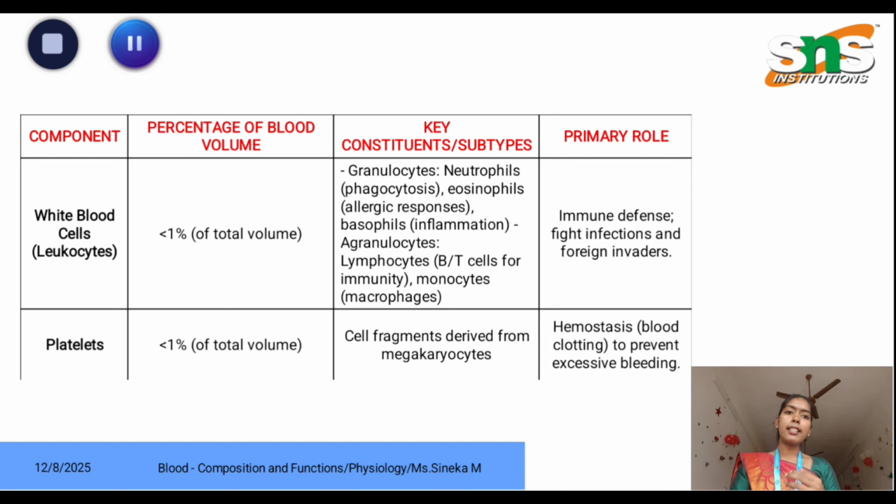Next one is platelets. It is also less than 1% of the total volume. These are cell fragments derived from megakaryocytes. The primary role of platelets is hemostasis, blood clotting, to prevent excessive bleeding from our body and to maintain the blood volume in our body.